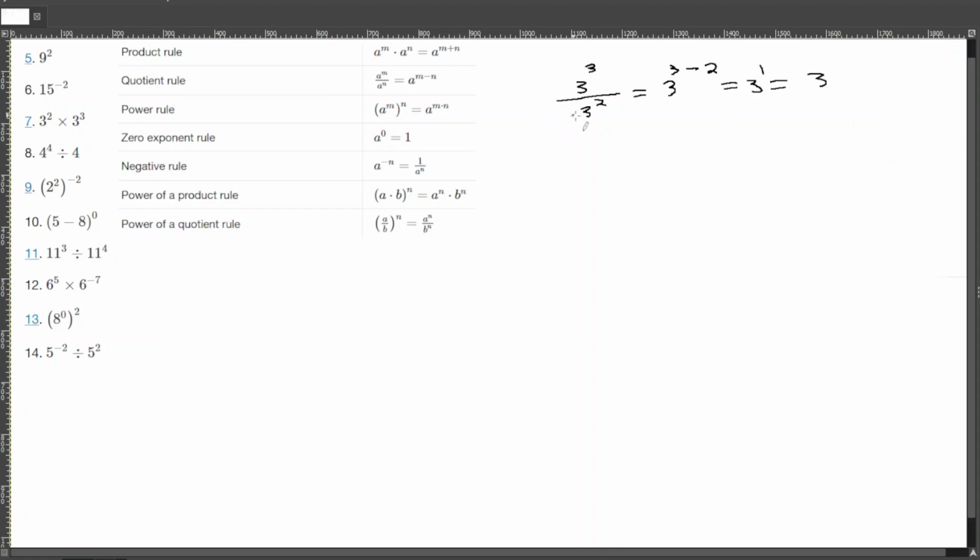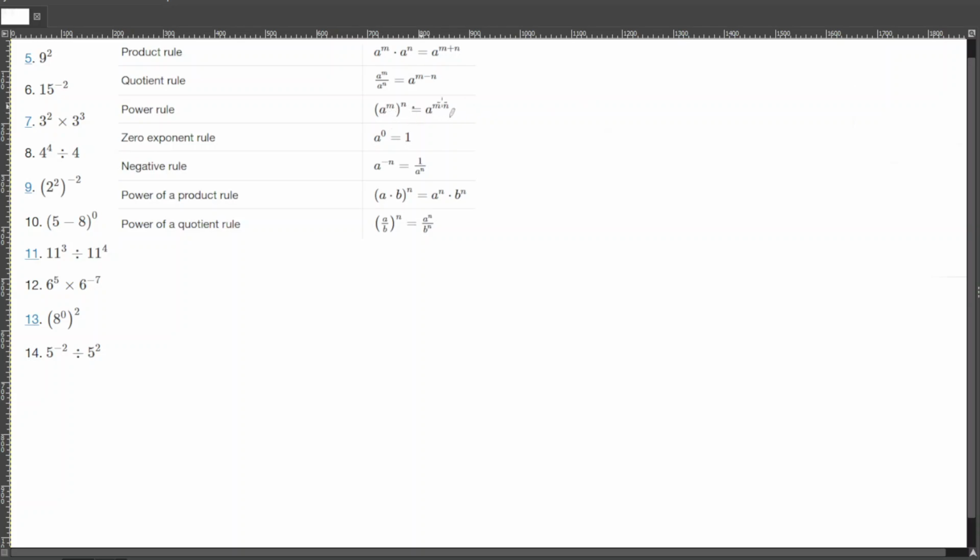But why does this work? 3 to the 3rd power is 27, and 3 to the 2nd power is 9. So how many 9s fit into 27? 3 of them. So these rules, they're foundational. We can definitely prove these real quick for you. Hopefully this doesn't make the video too long, but it is what it is.